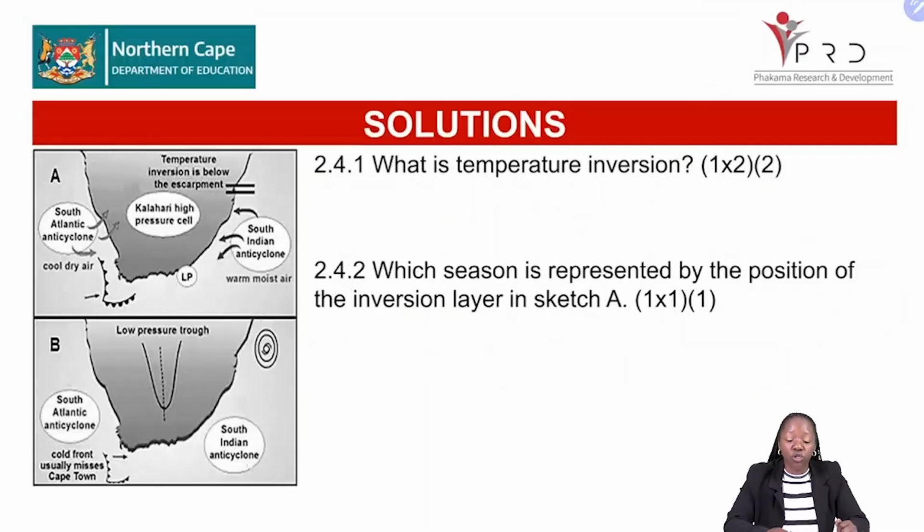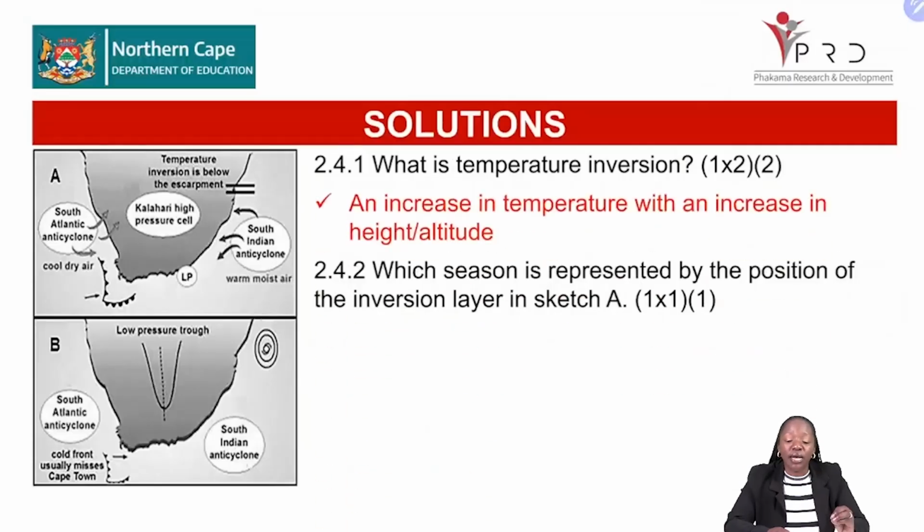So our first question, your 2.4.1, what is temperature inversion? Remember, we're talking about an increase in temperature with an increase in height or altitude. You don't have to say both of them, it's either height or altitude. Then secondly, your 2.4.2, which season is represented by the position of the inversion layer in sketch A.